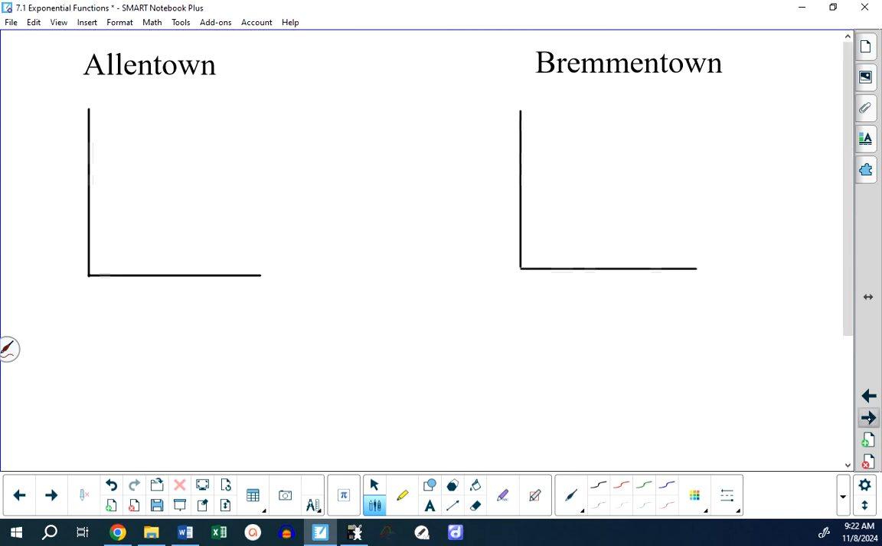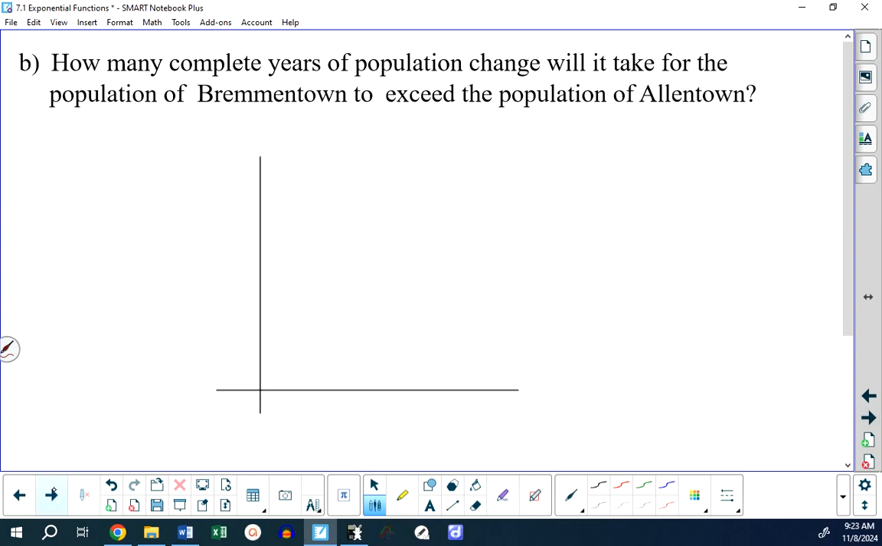Okay, good. What Allentown is doing is it's starting at 75,000 and it's decreasing. I don't know why. Zombie apocalypse, bad economy, who knows? Brementown is starting down here at 10,000 and life is great. Economy's booming, people are moving in, everybody's having babies. So that's what's happening in these two things. This is 75,000, the initial population of Allentown. Brementown is only 10,000. And that leads to the final question.